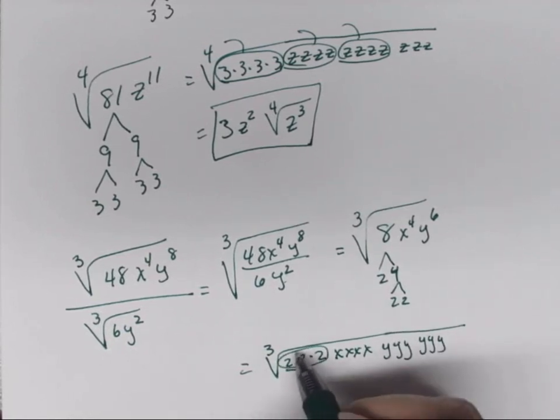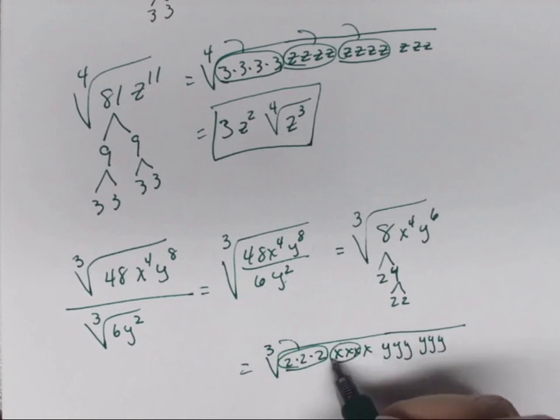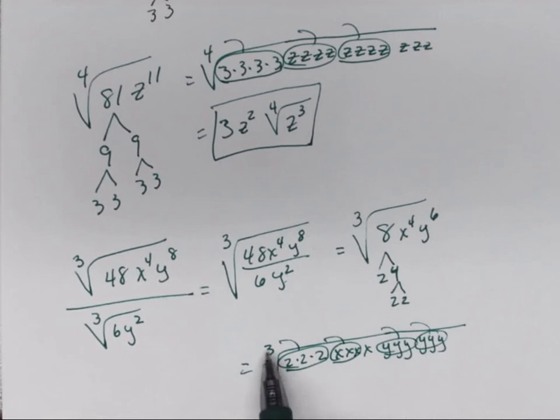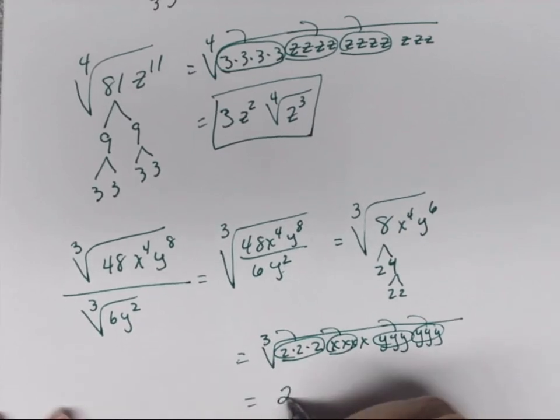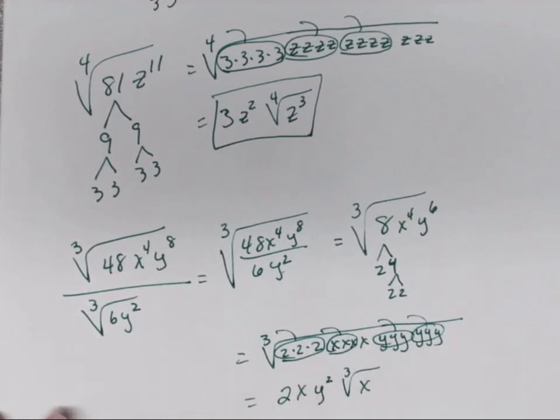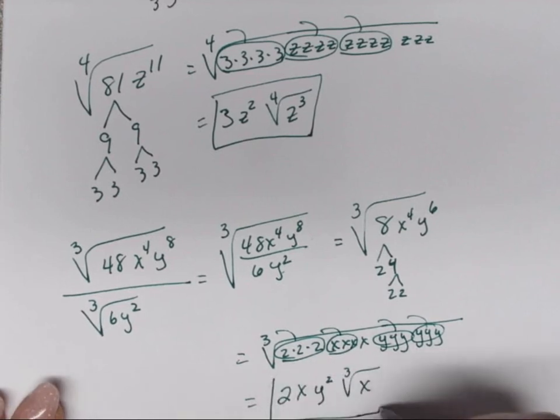So group of 3 of a kind, 3 of a kind, 3 of a kind, and 3 of a kind, because of our cube right there. So we end up with the 2, an x, and we have 2 y's, so that'll get us y squared. Cubed root, there's just an x left on the inside. So that would be the final answer on that one.